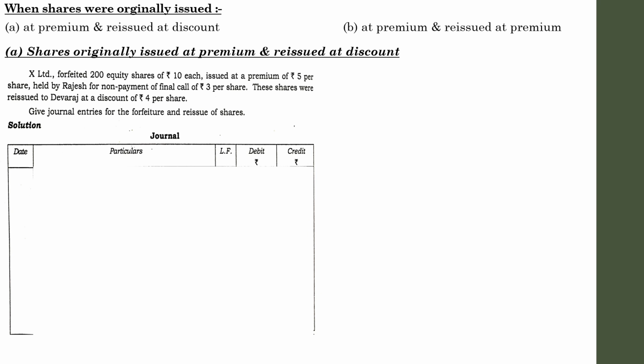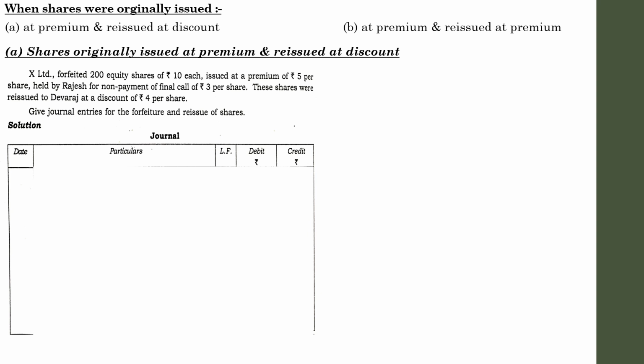Anyway, the most probable situation is that whenever there is a non-payment of any installment money by a shareholder, the company is forced to take various legal formalities such as cancellation of shares, and cancellation of shares means forfeiture. Once these shares are forfeited, the company will reissue them to the public. So we are discussing the case of forfeiture and reissue. Here, the shares were once issued at premium, and the company is reissuing them at a discount. So how are we going to pass the journal entries?